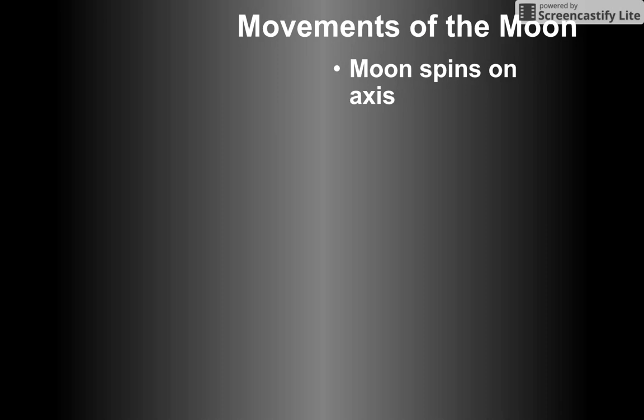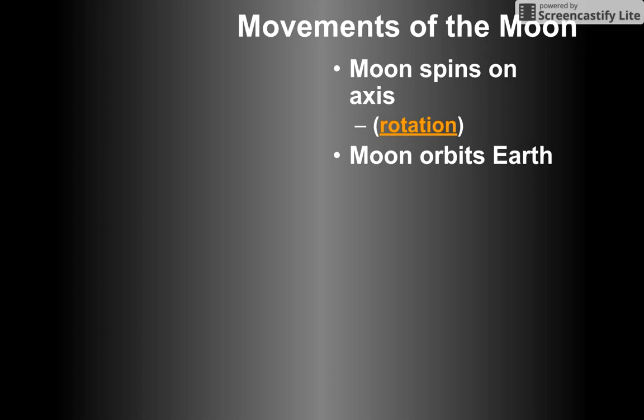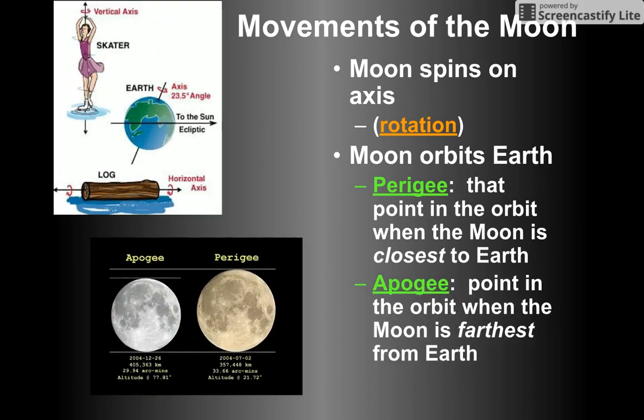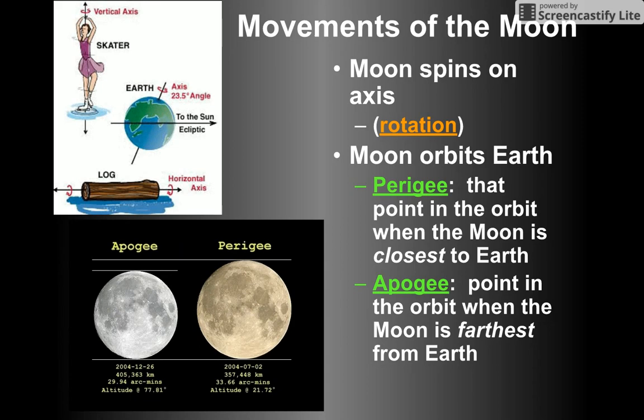Movements of the moon. The moon spins on its axis. That's rotation. The moon orbits the Earth. Perigee is the point in the orbit when the moon is closest to the Earth, and apogee is the point in the orbit around the Earth when the moon is farthest away from the Earth. At apogee, as shown in the diagram on the left, the moon looks smaller because it's farther away. At perigee, the moon looks larger because it's closer.